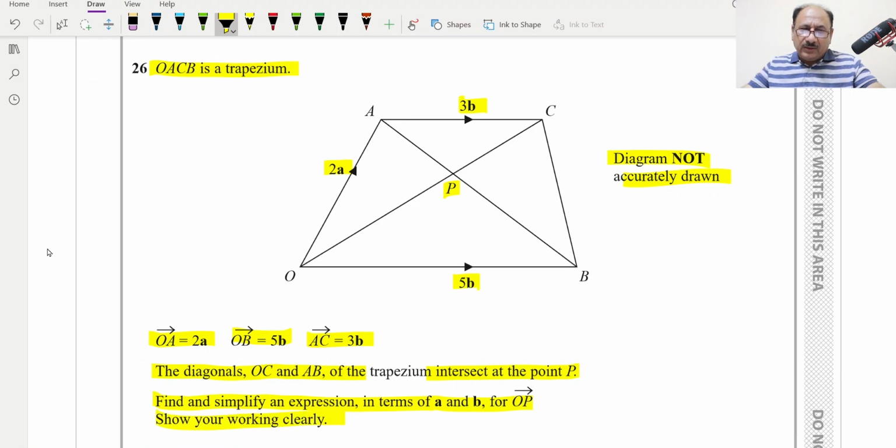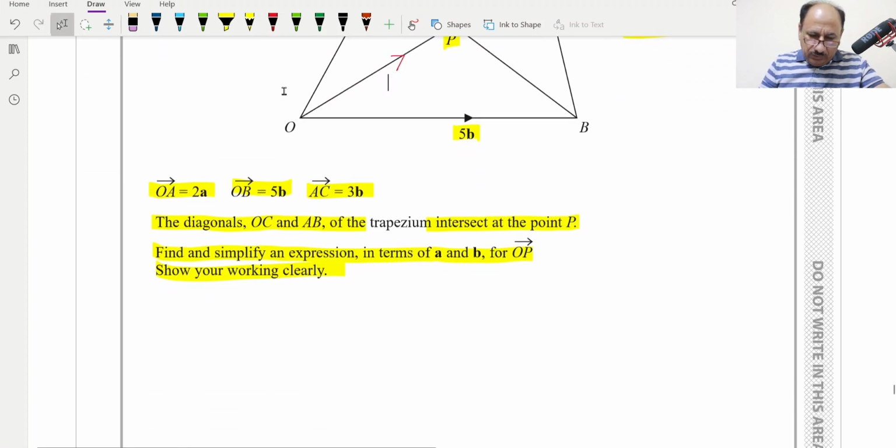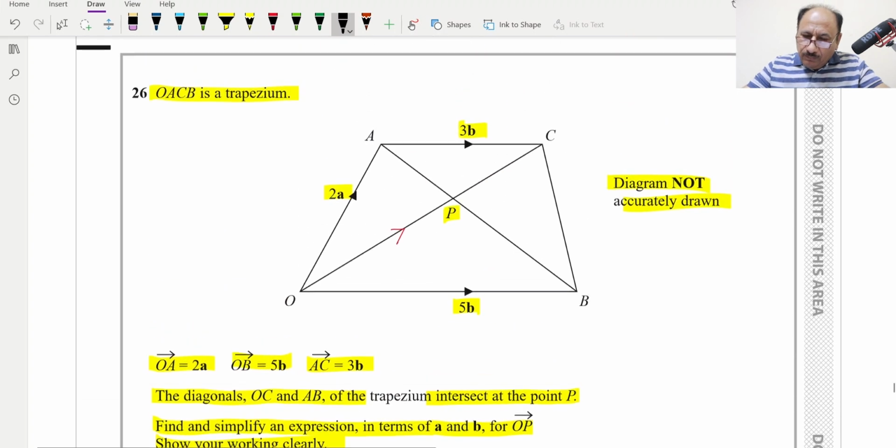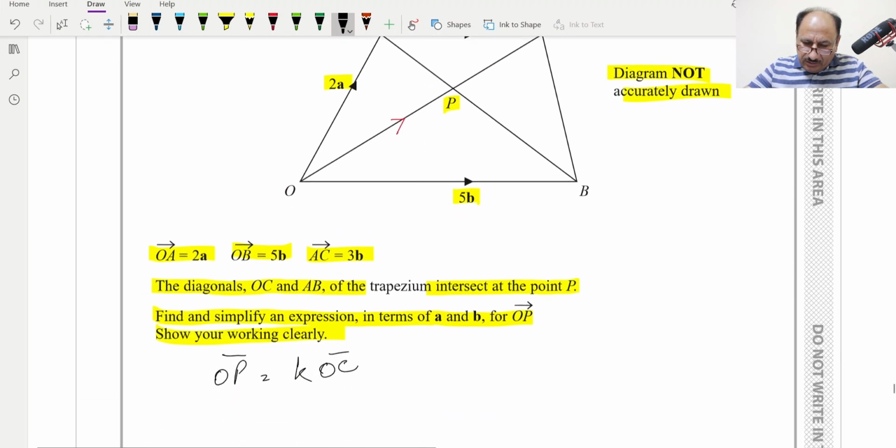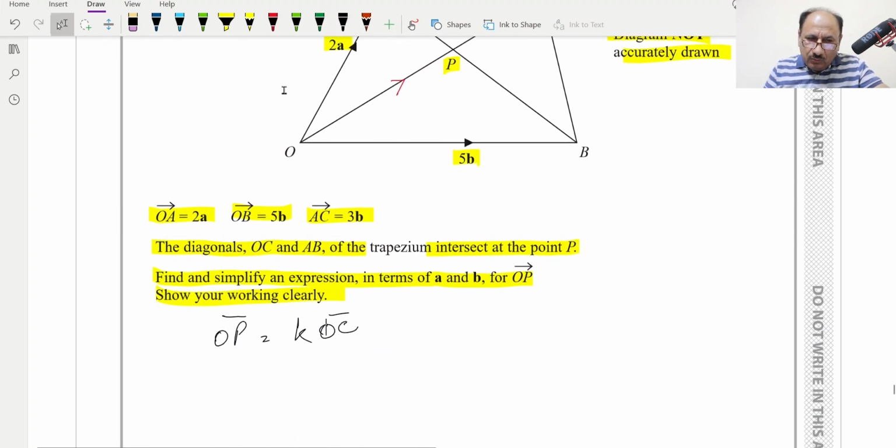Show your working clearly. So first of all, what we can do, we can write OP. OP will be equal to what? So we can write OP vector is equal to k OC vector. The bigger one is OC, so we write k OC vector, and OP is equal to what?